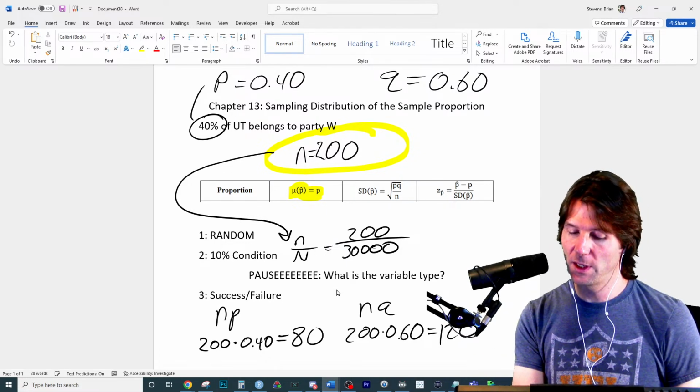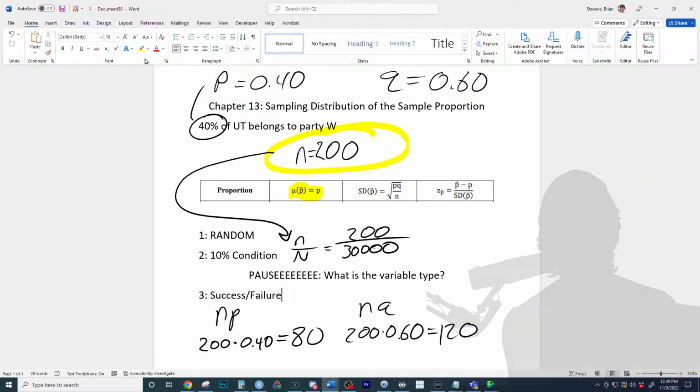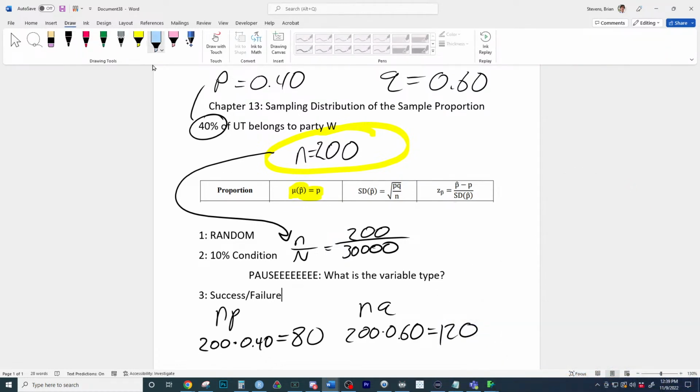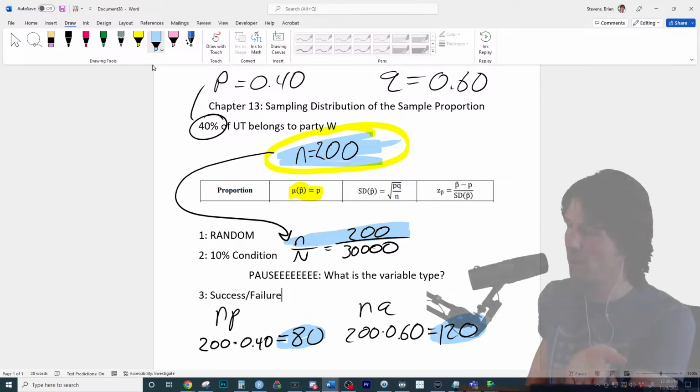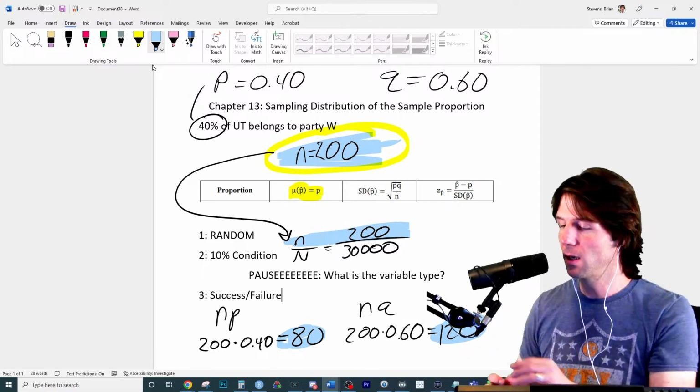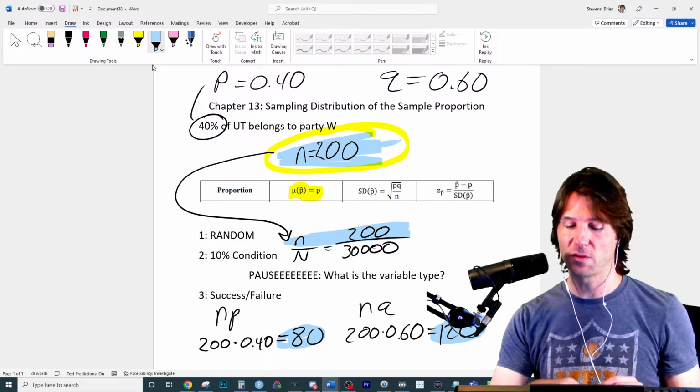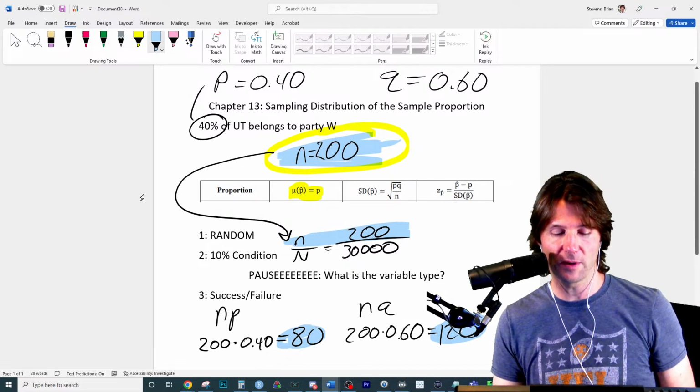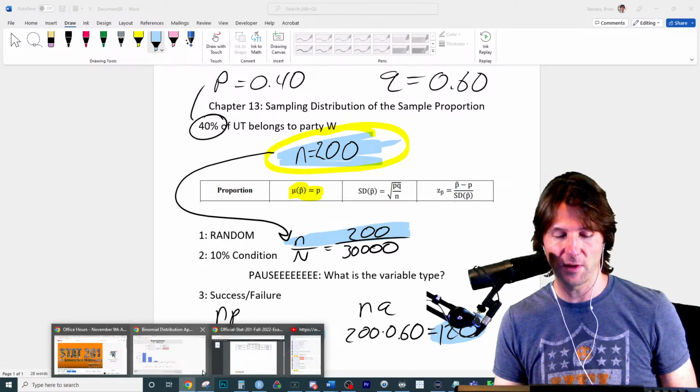What do you notice is a really good check with these numbers? Maybe we've got to check our work. They add to 200. If I talk to 200 people, I'd expect 80 to be in the party and 120 to not be. So that is our success failure condition, and we do meet it because we have at least 10 successes and at least 10 failures.